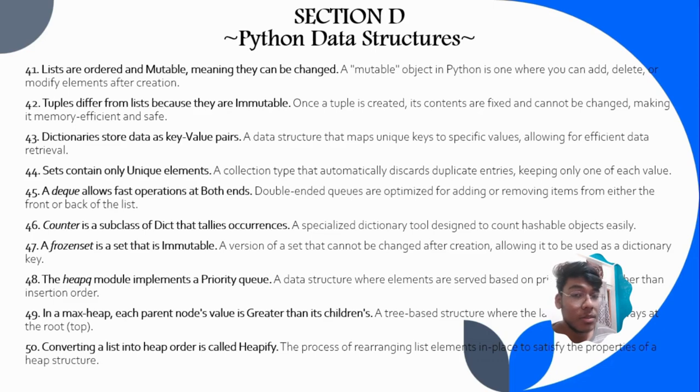So let me just read it out for you. You have a messy random list of numbers and you need to turn them into a structured heap instantly. So what you do, you don't need to sort it slowly. You just need to run the heapify function that shuffles the list elements in place, and it plays to satisfy the heap's rule instantly. So this is what we call heapify. Converting a list into heap order is called heapify.